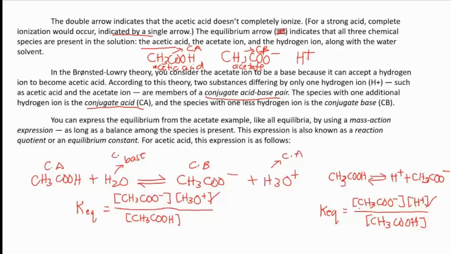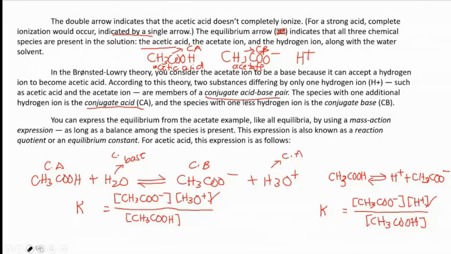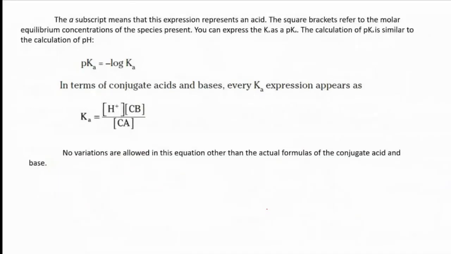Since acetic acid is an acid, we denote this as your Ka. This equilibrium expression is for acetic acid. At 25 degrees Celsius, the value is 1.8 times 10 raised to negative 5, the same as the Kb of ammonia. The A subscript means that this expression represents an acid. The square brackets represent the equilibrium concentrations of the species present.